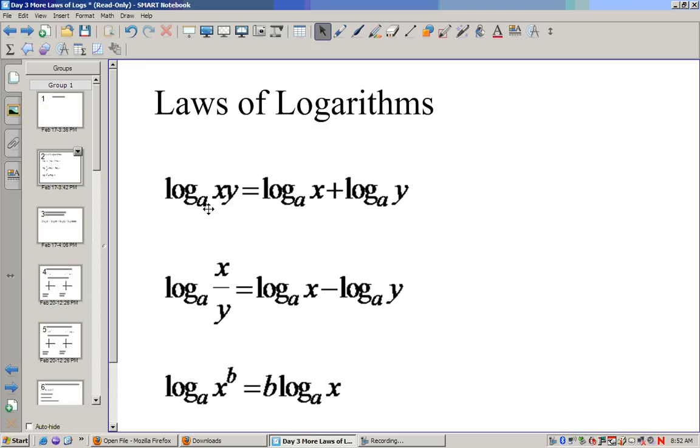We learned that log base a of xy, that's x times y, we can separate it as log base a of x plus log base a of y. Also, log base a of x over y is equal to log base a of x minus log base a of y. So if it's divided, we subtract. Now this one, which is a pretty big rule, log base a of x to the b power, we can pull that b out in front, so it's b times log base a of x.